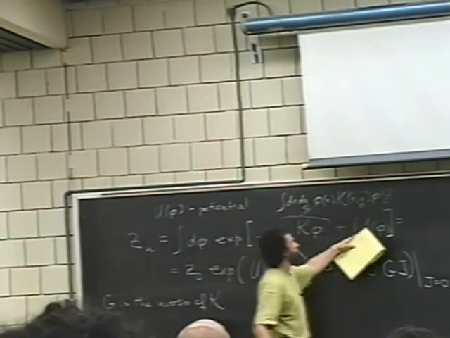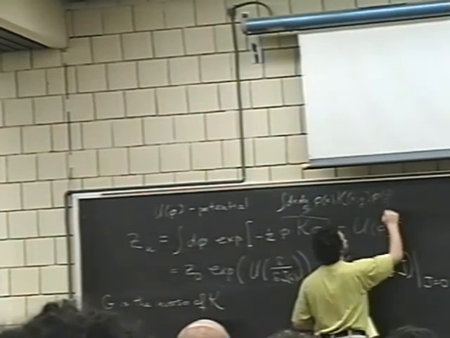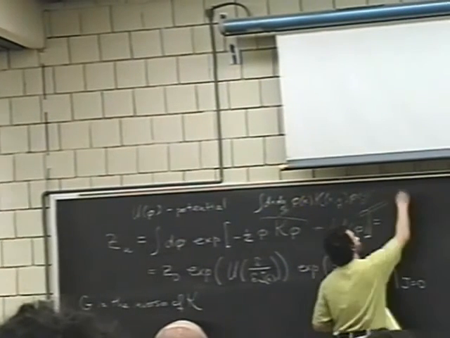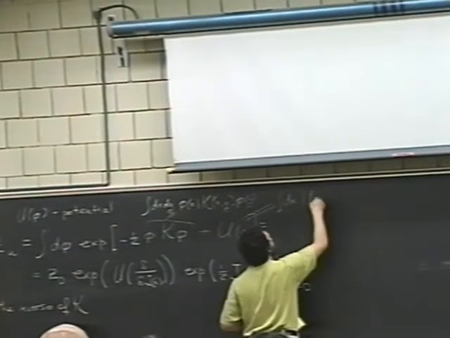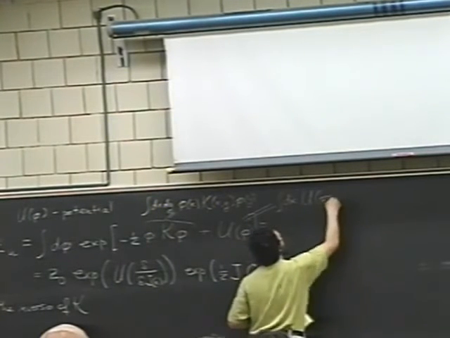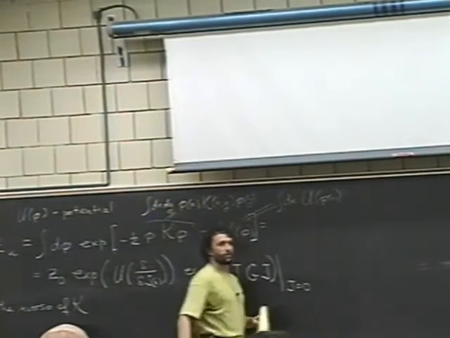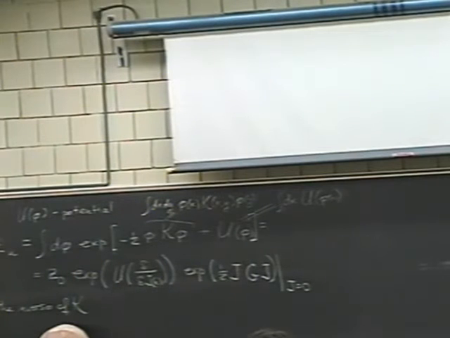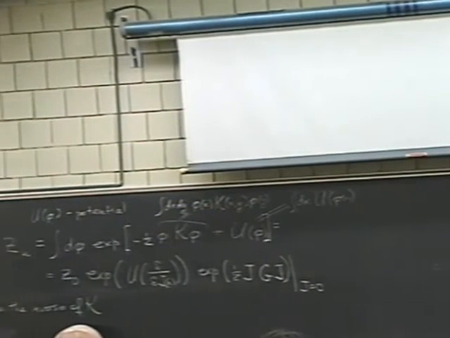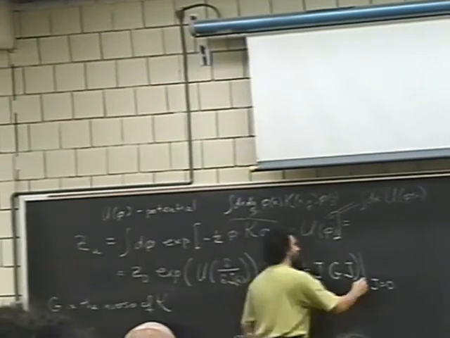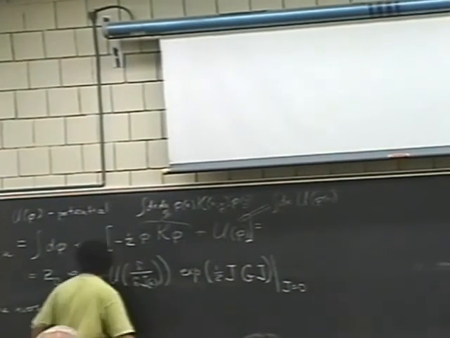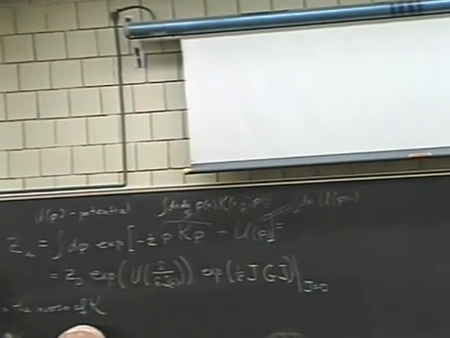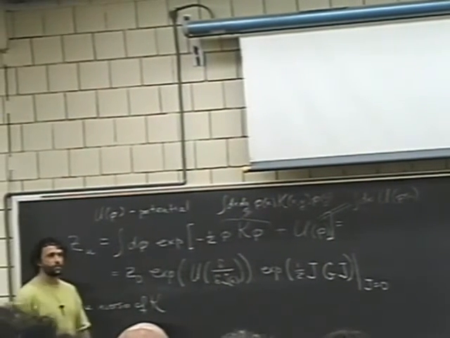So again, when I write here u of phi, usually it has the form integral over dx u of phi of x. Some kind of thing like that. And another important object was the correlation function.